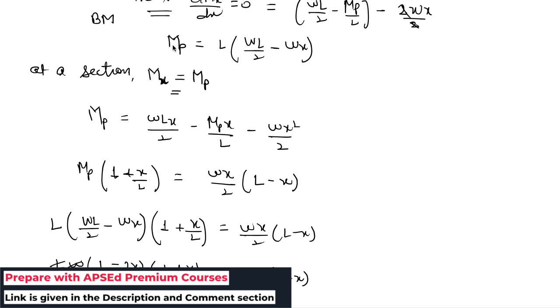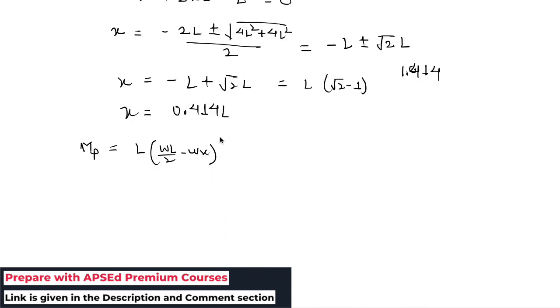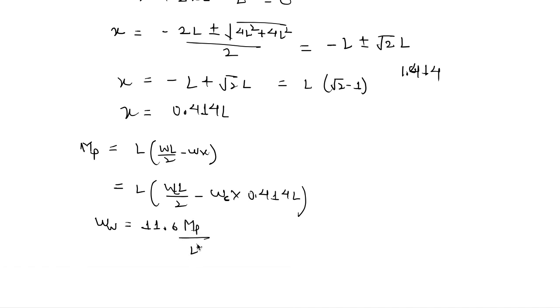So using this equation for Mp, we have Mp is equal to L times WL by 2 minus Wx. Then x we can put as 0.414L. So we have L times WL by 2 minus W times 0.414L. Now in this equation, this W will be nothing but the collapse load. So if you simplify it, we obtain the value of W from here as 11.6 Mp by L square. So that is the collapse load Wc.